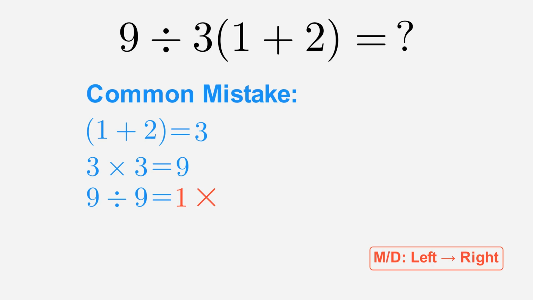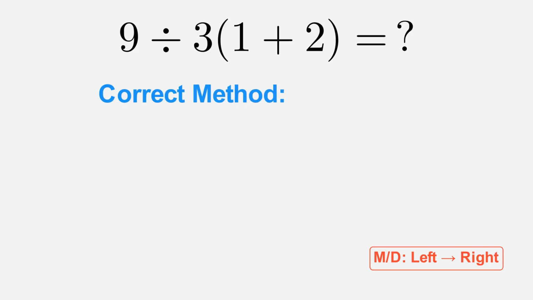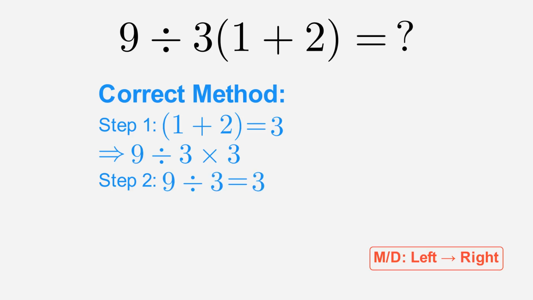Once you solve the parentheses, the 3 is not attached to the 3. Division and multiplication are equal, so you go left to right. Here's the correct solution. 1 plus 2 equals 3. 9 divided by 3 equals 3. 3 times 3 equals 9. The answer is 9, not 1.